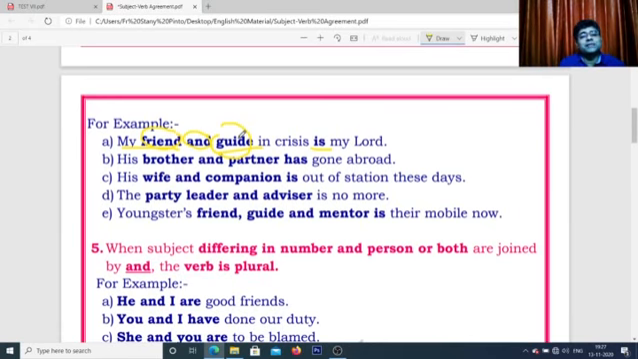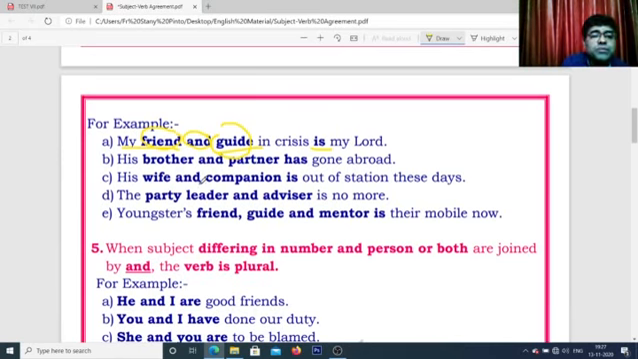It is not husband and wife. Husband and wife, okay, we consider it as one family. But otherwise, when I refer to husband and wife, they refer to two different people. But when I say friend and guide, it refers to the same person. So, my friend and guide in crisis is my Lord. The Lord is my friend and guide in crisis.